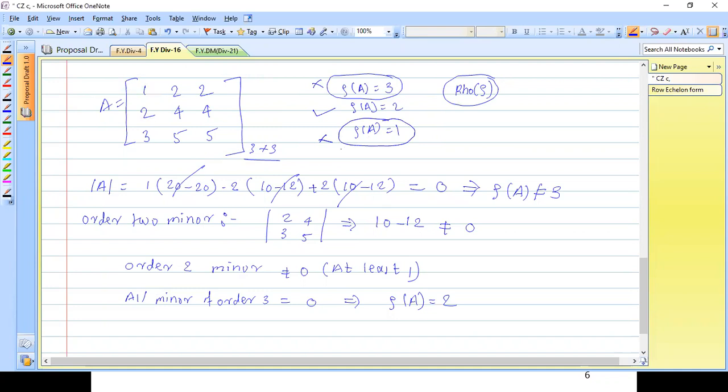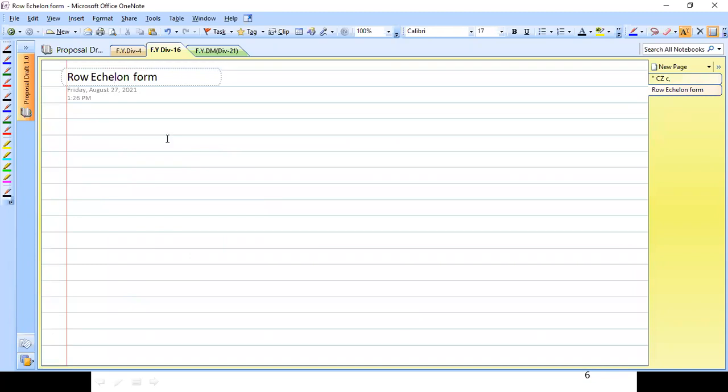Clean and clear to everyone? Any doubts in the definition of rank? No, sir. Okay, can I give you one more example here? Find rank. Okay, I am just going to give you one example. Everyone, please tell me.